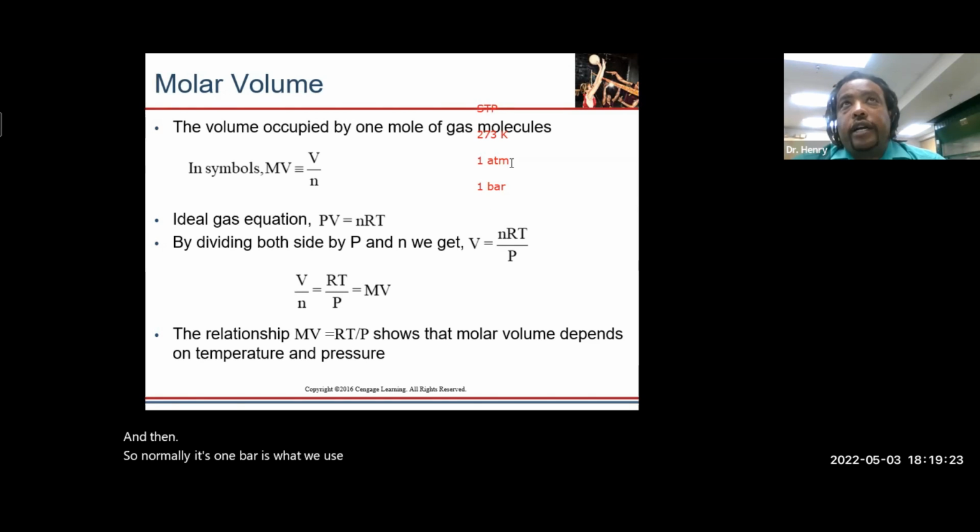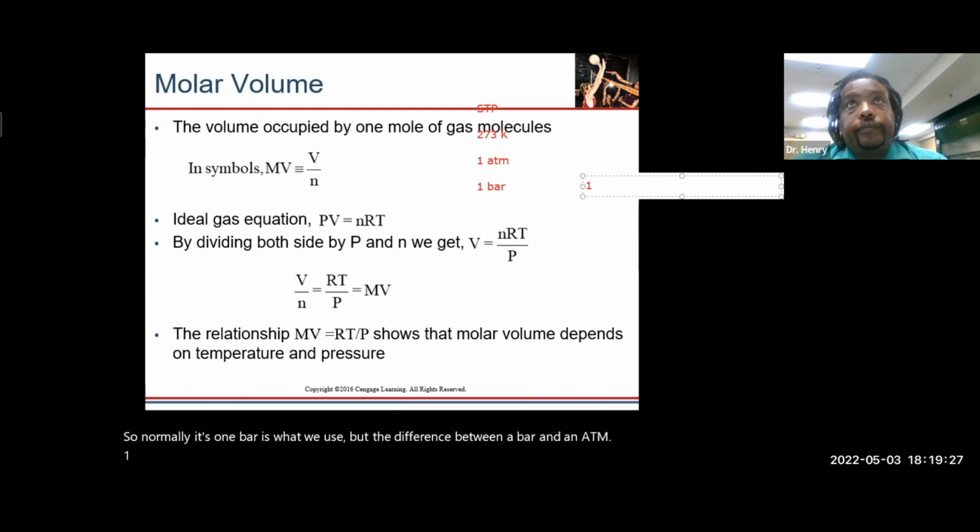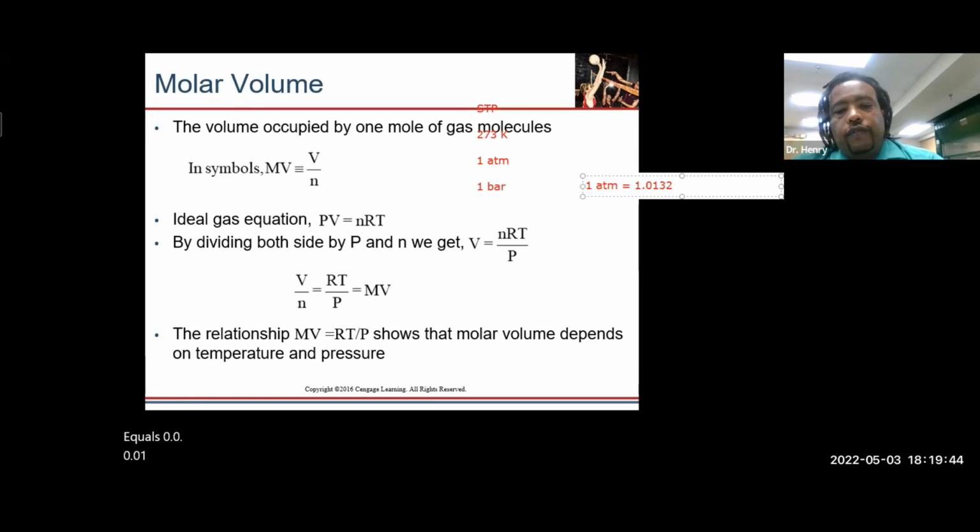But the difference between a bar and an atm: 1 atm equals 1.01325, I believe, bars.